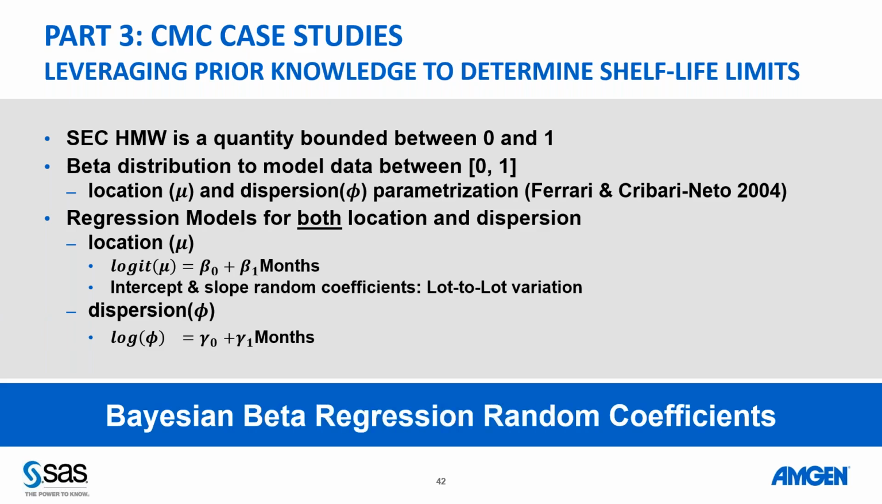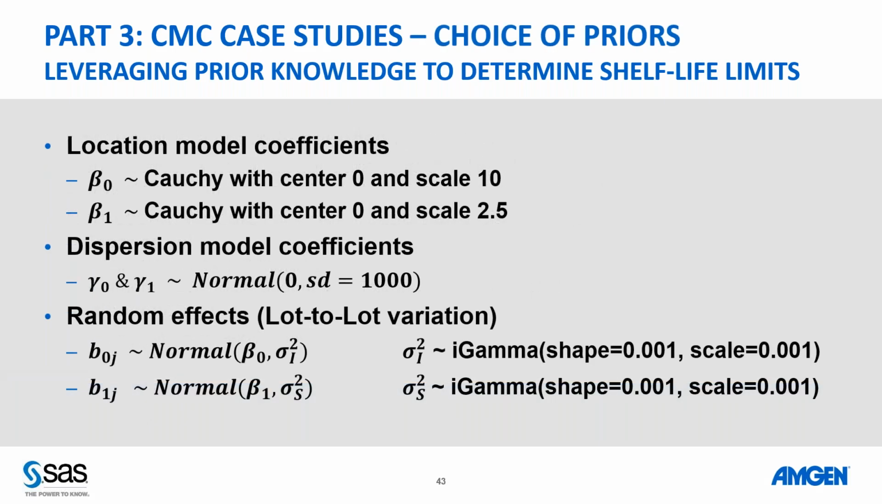And then for dispersion, we're going to use a log dispersion, meaning the log of the dispersion parameter. Remember, phi in the negative binomial is related to the over-dispersion, or let me put it the other way: the over-dispersion parameter Q is a function of phi. So we're going to fit a linear model to that. So we're using a Bayesian beta regression random coefficients model, to give it a big name.